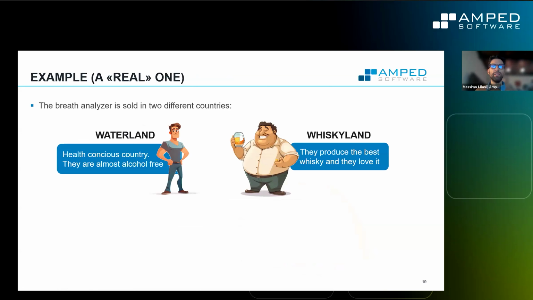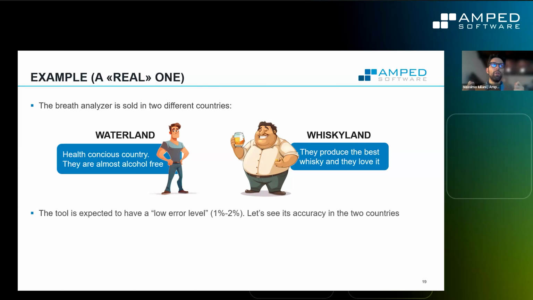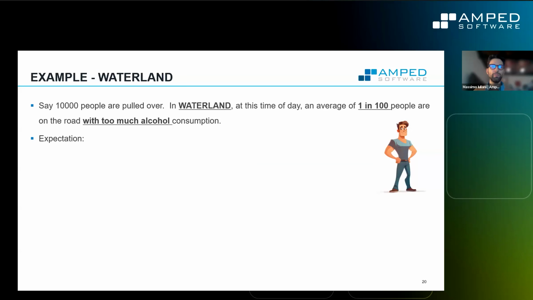countries, Waterland and Whiskeyland. In Waterland, people are not drinking a lot. They are almost alcohol-free. So they stop drinking, almost. On the other side, in Whiskeyland, they found a way to produce a very, very good whiskey. So they love it and they keep drinking and they drink a lot. So the police officer is using the same breath analyzer in these two countries. We expect a tool that is committing 1–2% of error. Let's see what happens.